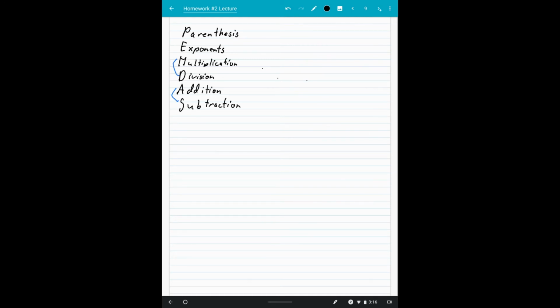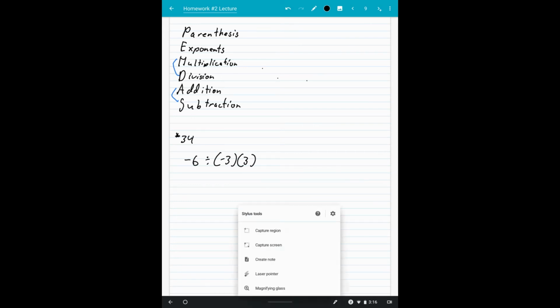So let's go ahead and do number 34 to demonstrate this. Negative 6 divided by negative 3 times 3. What we're going to do is look at our order of operations right here, our PEMDAS, and examine what we have here. So we do this in a hierarchy way. We do parentheses first if there's any, then exponents, then multiplication, then division, then addition, then subtraction. So we examine this right here.